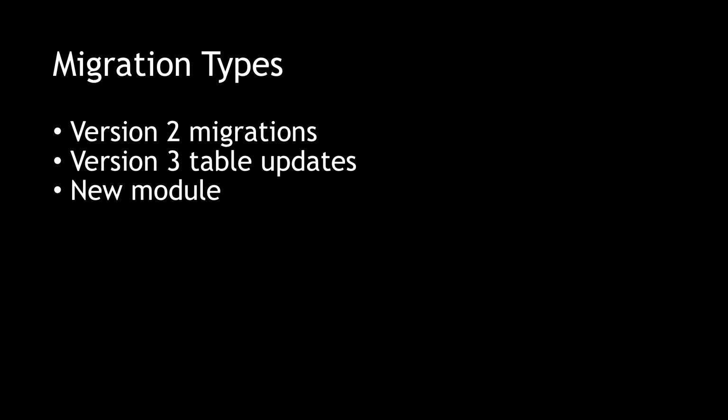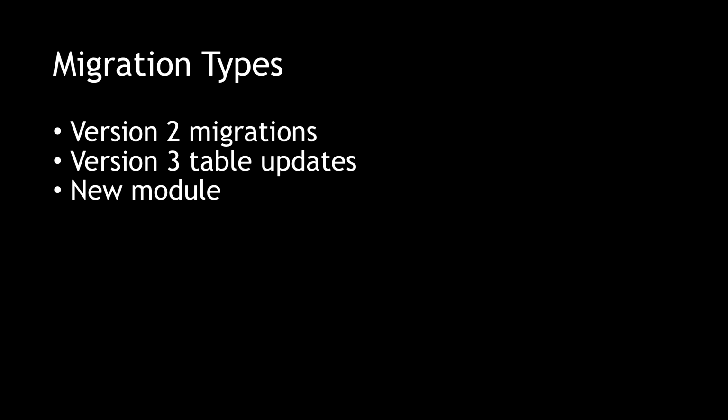Table update migrations are the closest to what version 2's migrations were, except they run more reliably and have a better design. These migrations can be a part of any module, and they can do things such as make columns, change data types, or perform SQL statements on the data within the table.